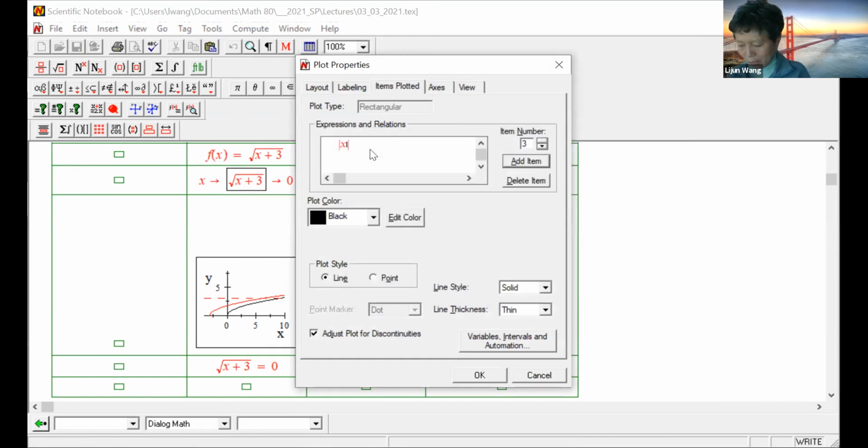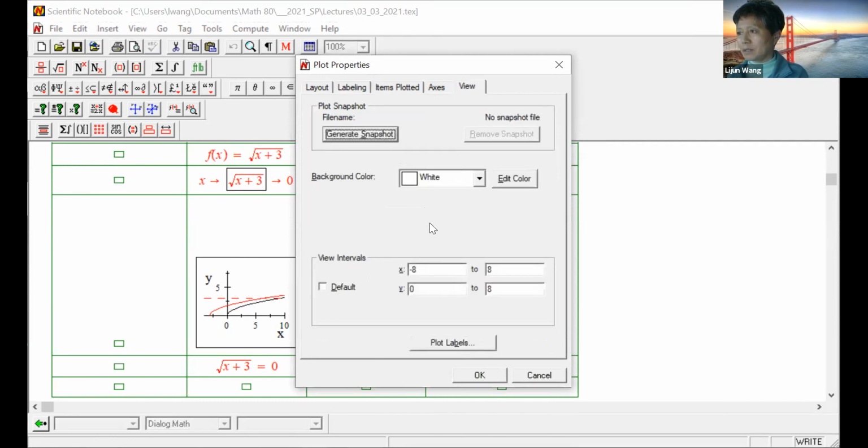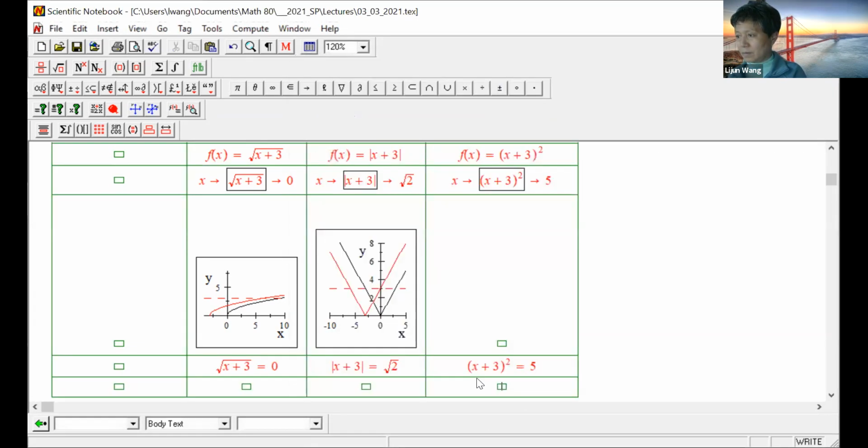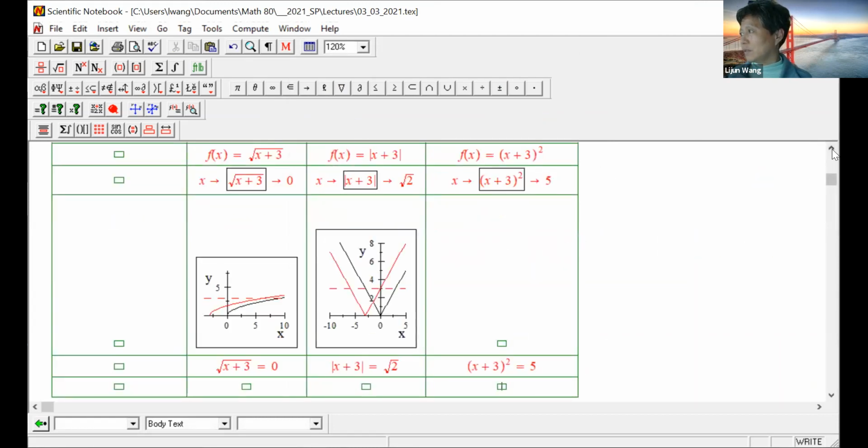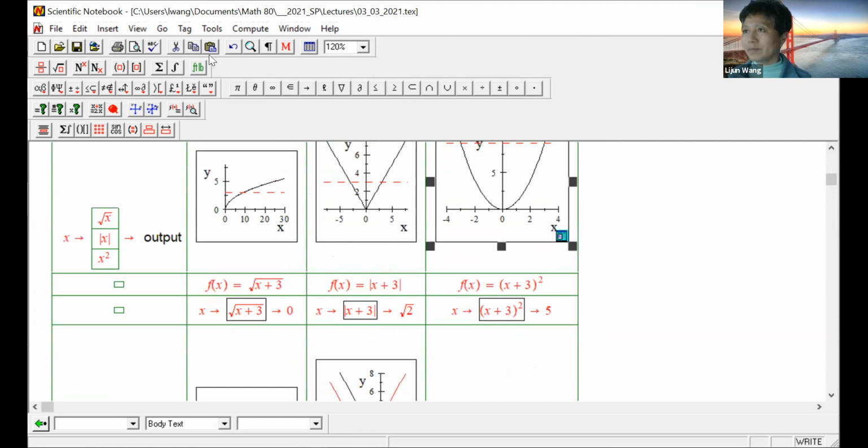So now this is going to be x plus 3. Okay, we're going to make it red. And let's see what happens here. It shifted to the left by 3 units as well. It's also shifted to the left. And the last one, let's see where it shifts to.